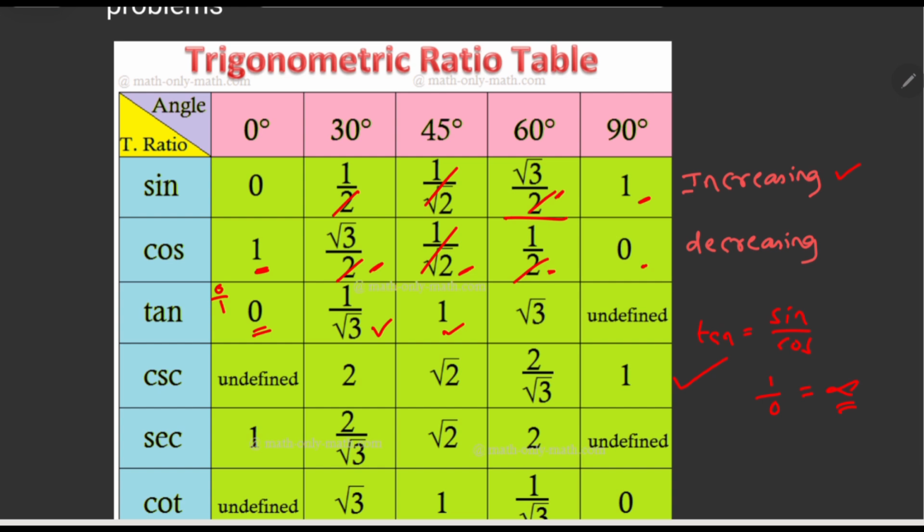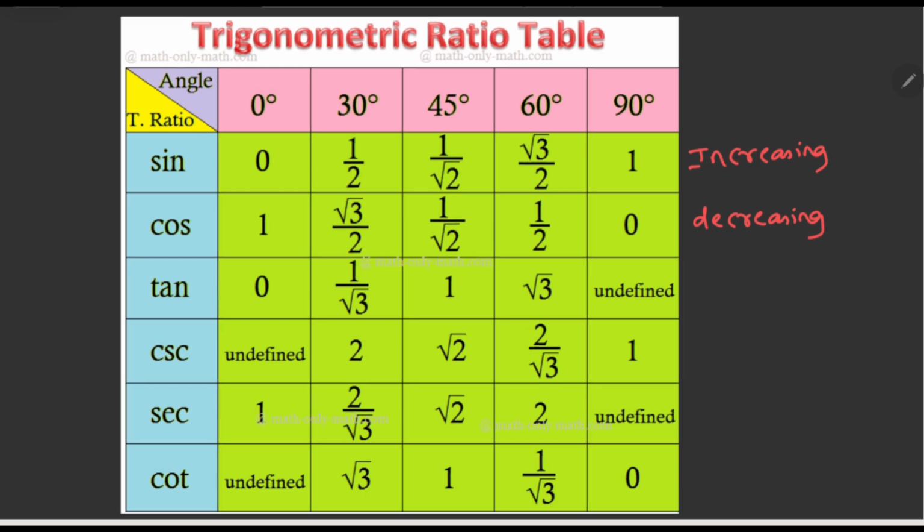So try to learn by heart only the sin values. Sin 0 is 0, sin 30 is 1 by 2, sin 45 is 1 by root 2, sin 60 is root 3 by 2, sin 90 is 1. Here sin 30 is equal to cos 60. Similarly sin 60 is equal to cos 30. Keep in mind, sin 45 and cos 45 both are equal. Now we are solving the problems.